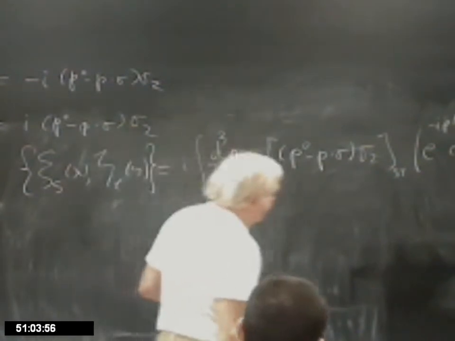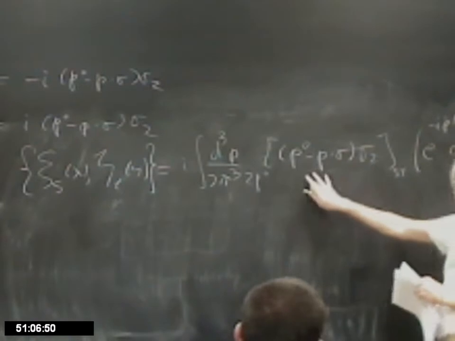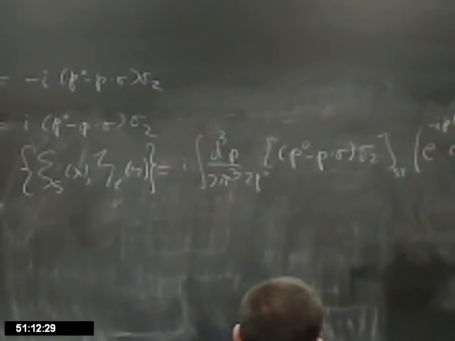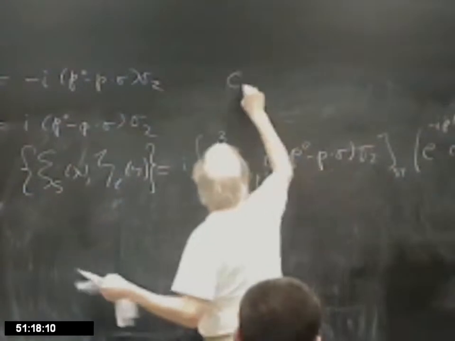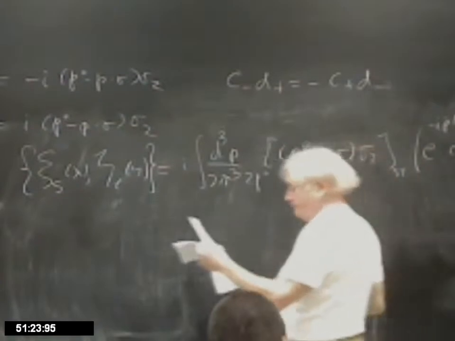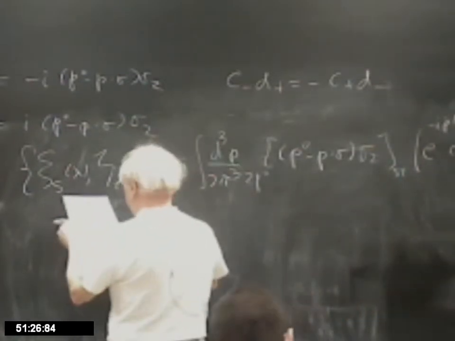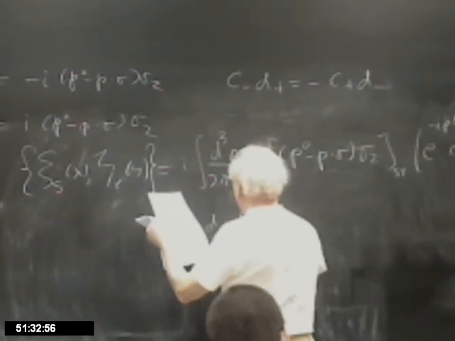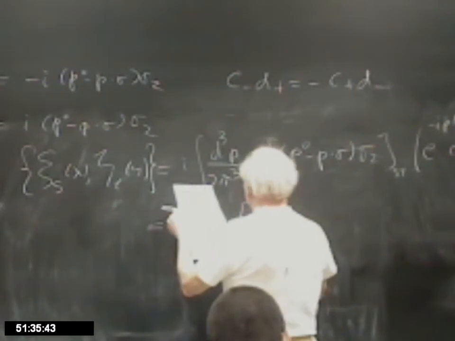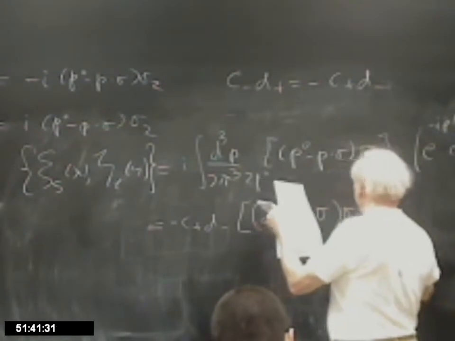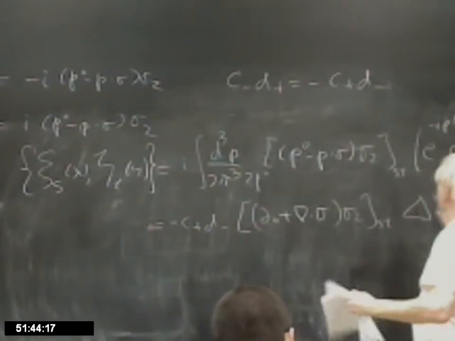So what we want then is, this is going to turn into a derivative, and that's going to flip this sign, but we want to preserve the minus sign, so we need this to be minus that. So the constraint we get is C minus D plus is minus C plus D minus. And in that case, this thing is C plus D minus with a minus sign, D0 plus del dot sigma sigma 2 S T delta of X minus Y.